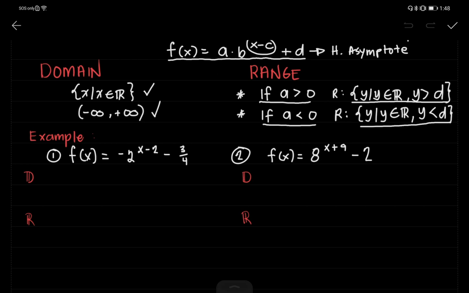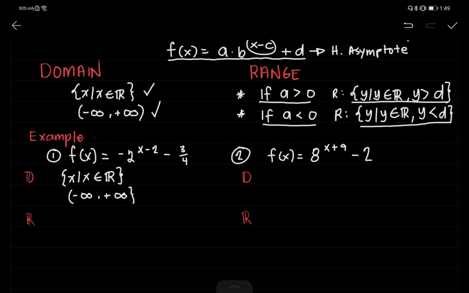Okay, so let us find the domain and the range of these first two examples. So, we have here f of x is equal to negative 2 raised to x minus 2 minus 3/4. So, ang domain natin, so sabi ko nga, wala tayong problema pagdating sa exponential function. Kasi, yung ating domain, this is just a set of all real numbers. Or x such that x is an element of all real numbers. Or, we can express this in interval notation from negative infinity up to positive infinity.